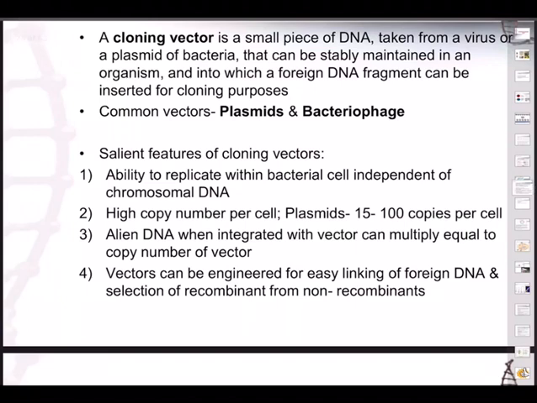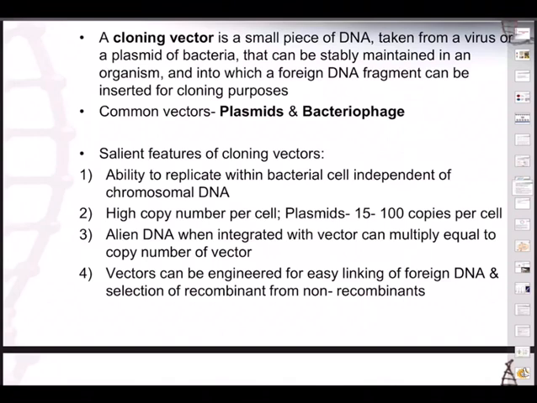What are the salient features of cloning vectors? They have the ability to replicate within a bacterial cell independent of chromosomal DNA. High copy number per cell. Plasmids have somewhere 15 to 100 copies per cell. Third, alien DNA when integrated with a vector can multiply equal to the copy number of the vector. Vectors can be engineered for easy linking of foreign DNA and selection of recombinants and non-recombinants.